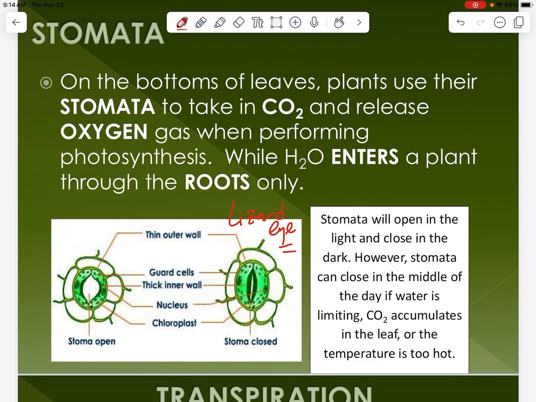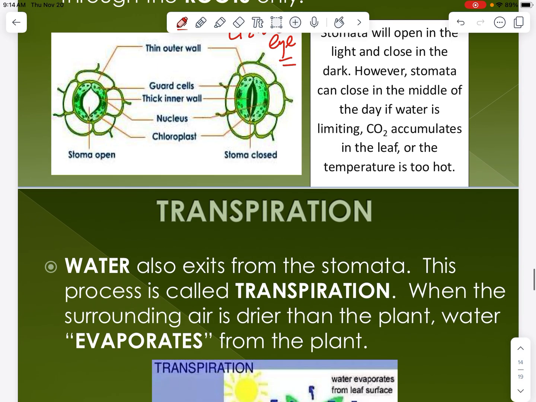While water can enter the plant through the roots only, this is where we can also close these off to reduce how much fluid is lost as water vapor in plants. So stomata will open in the light and close in the dark. However, stomata can close in the middle of the day if water is limited, CO2 accumulates in the leaf, or the temperature is too hot. So it's a way to modify that. In different types of environments, more humid, less humid, we may see an uptick of more or fewer stomata.